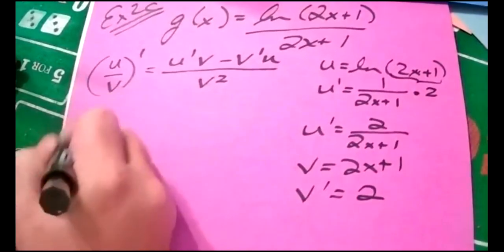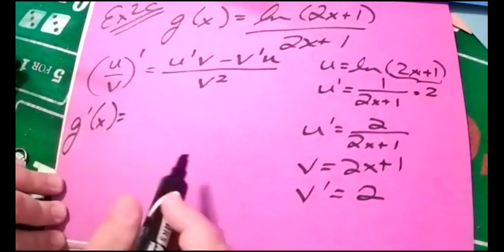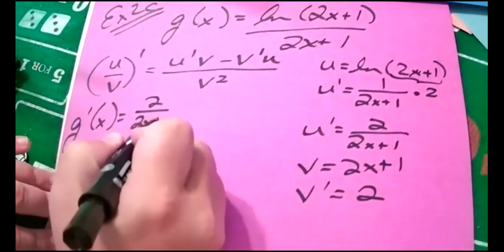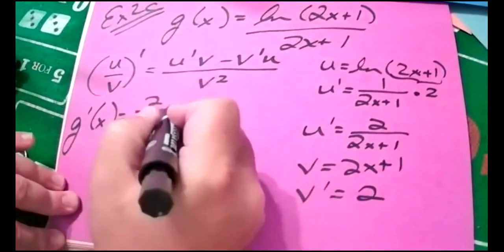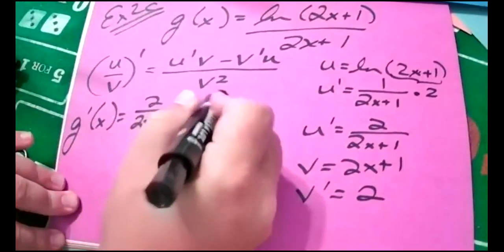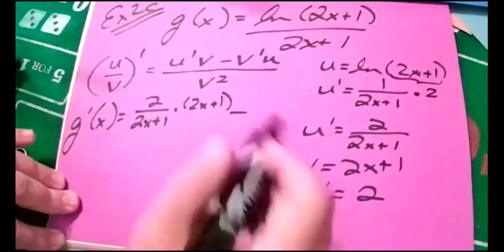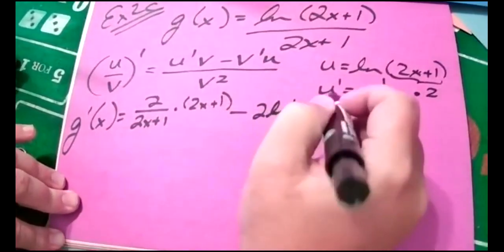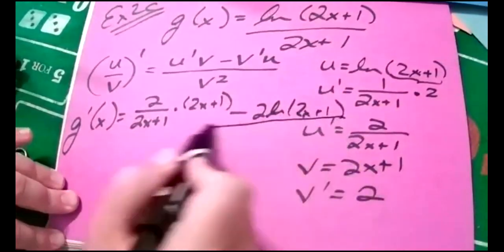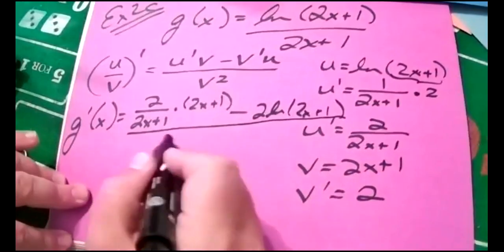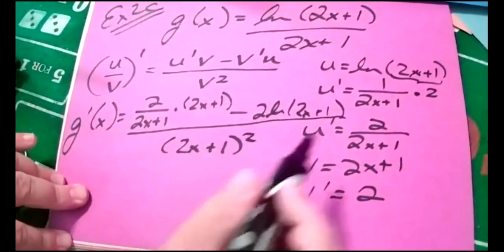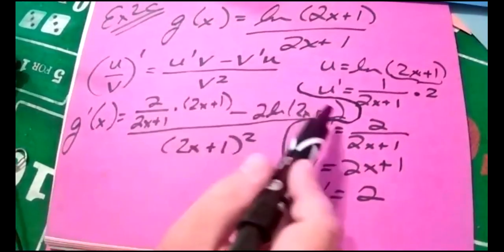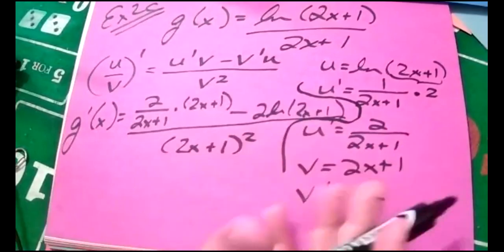The derivative in that regard will be g prime of x equals u prime, which is this quantity, times v, which is this quantity, minus v prime, which is 2, times u, which is this quantity, all over v squared, which is this quantity. Now, I'm a little bit out of my bounds here, but try to use your imagination. This is the numerator. I know you can see it. It's a little ugly looking, but welcome to calculus.